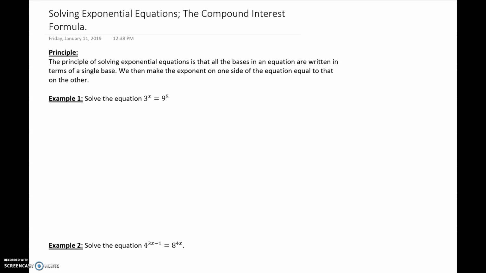Okay. So the way to solve exponential equations is very different from solving equations that we've done in the past. Let's read about the principle of it. The principle of solving exponential equations is that all the bases in an equation are written in terms of a single base number. So you try and write both sides of the equation in such a way that they have the same base. We then make the exponent on one side of the equation equal to that on the other. If we have the same base on each side, then the powers also have to be the same. And that's the key. You want the bases to be the same so that the powers will be the same.